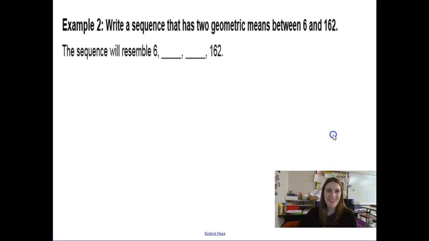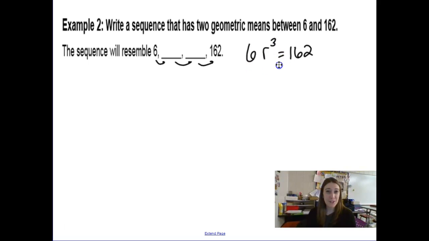Not too bad. All right, write a sequence that has 2 geometric means. This one's not done for us. So, think of it this way. We're going to start at 6. We're going to go 1, 2, 3 hops to get to 162. So, 6 times the common ratio, three times, equals 162.